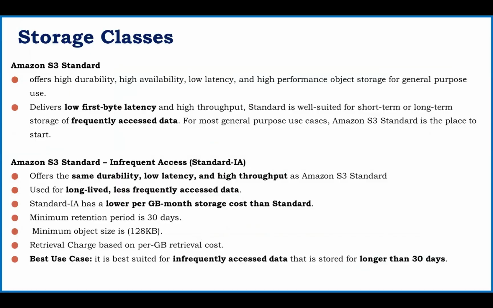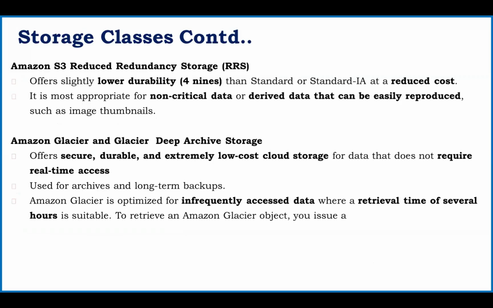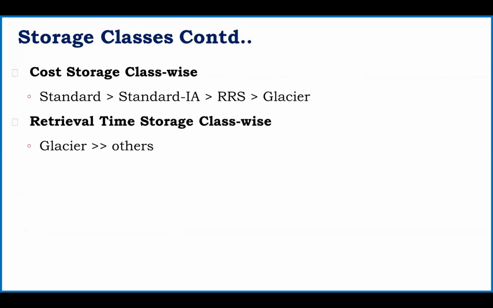So here, all the types of data are there, like Deep Archive data. Based on cost, Standard is something you need to pay much more for than Standard IRRS and Glacier. And for retrieval time, of course, Glacier takes very much time, and then the others accordingly.